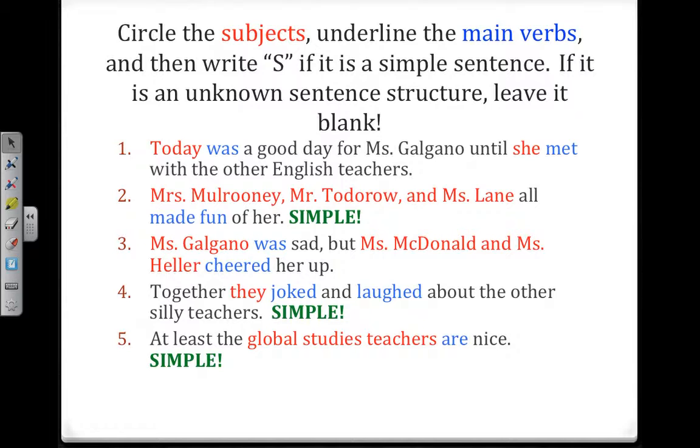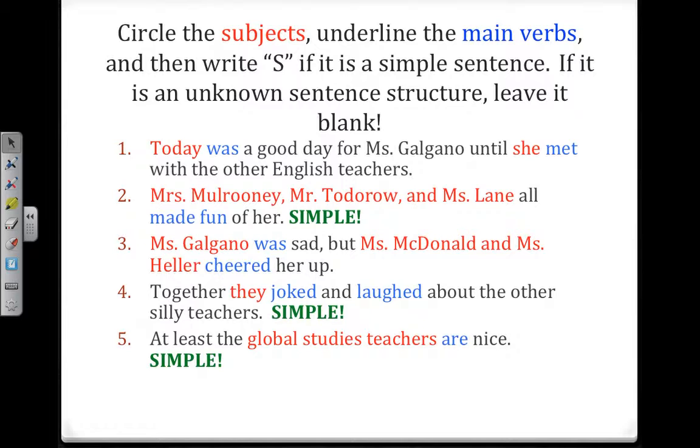And number 3, Miss Galgano is what the sentence is about. Was is the linking verb, just helping to link Miss Galgano to the adjective sad. So I have Miss Galgano as the subject, was as the verb. But if we continue on, we see that Miss McDonald and Miss Heller are another group of subjects, and cheered is the action that they are doing. So I have 2 pairs of subject and verb, so that means that there is more than just an independent clause going on in this sentence. It therefore is not a simple sentence.